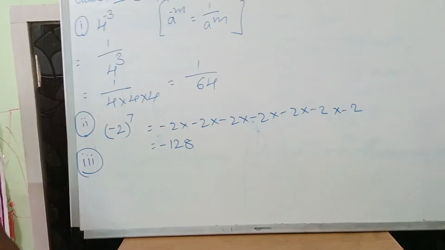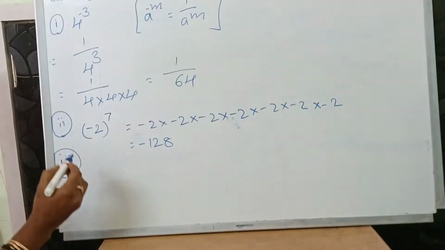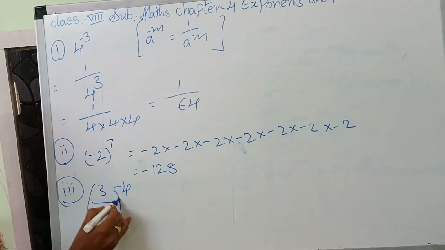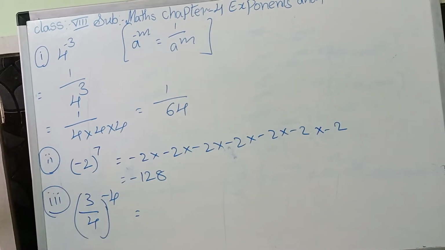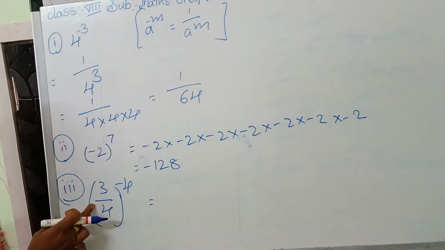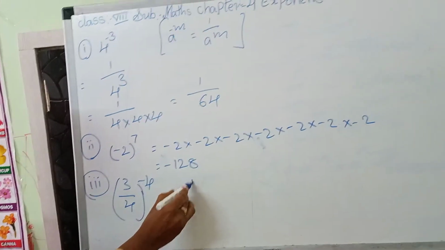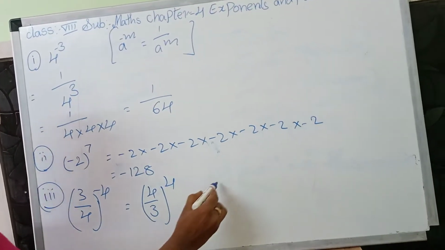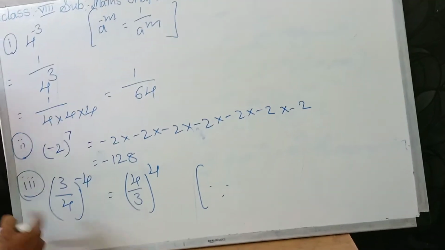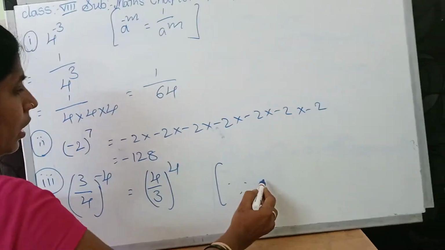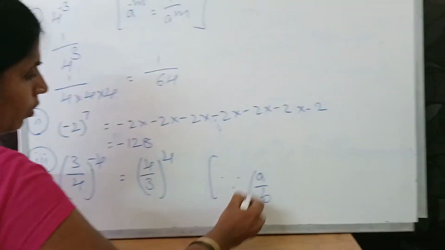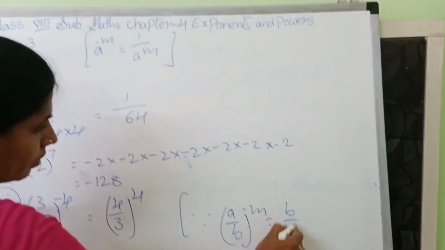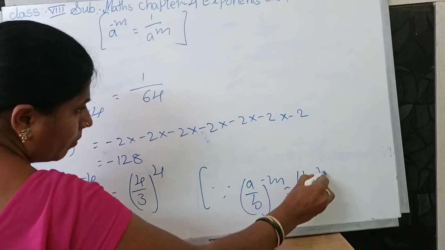3 by 4 whole to the power of minus 4. Here the power is negative, so we have to write this fraction as its reverse: 4 by 3 whole to the power of 4. The suitable identity is: a by b whole to the power of minus m, we can write as b by a whole to the power of m.